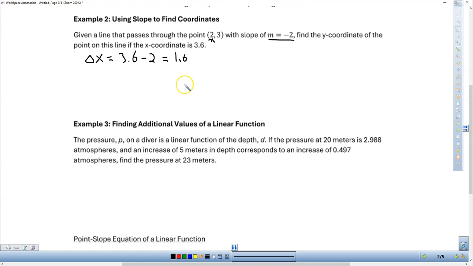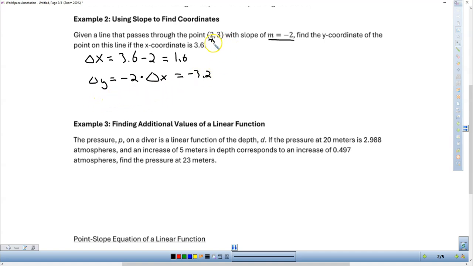Now, we also know that the ratio is -2 because our slope is -2. And because this has to be -2, I can argue that the change in y is going to be -2 multiplied by our change in x, because that's simply taking that ratio and breaking it back apart. And when we multiply this, what do we get? Well, we get -3.2. So if we want to know our y-coordinate, we can now take this -3.2 and plug it back in to get the missing y-coordinate.